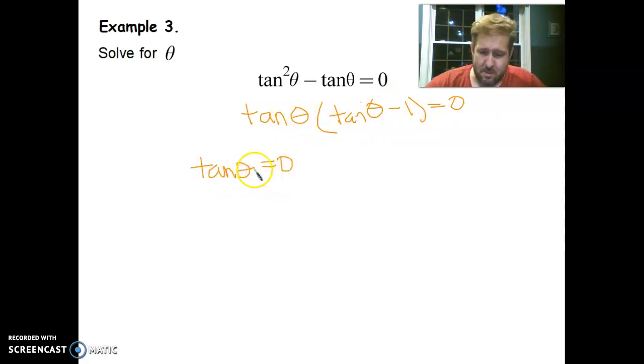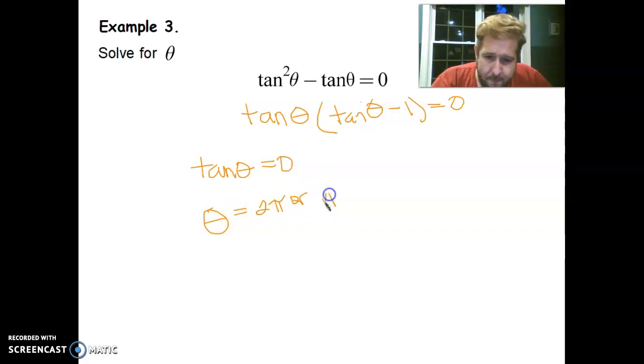This one's going to be a little bit easier. When does tangent equal 0? That would be sine divided by cosine, so sine would have to be a height of 0. So that would be at 2 pi, so 2 pi or 1 pi. Those are the two places that have a sine of 0, and 0 divided by anything is still going to be 0. So there's those two answers, and over here we have tangent of theta minus 1 equals 0.